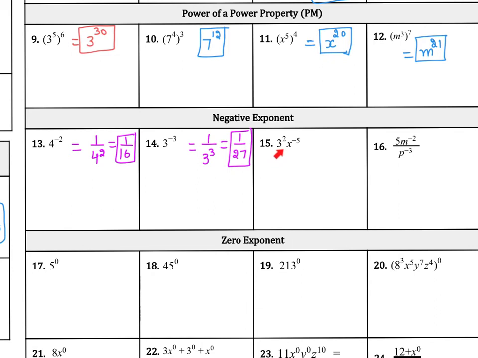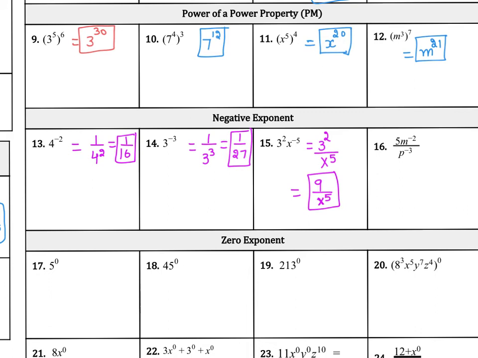So when you have a positive exponent, you don't have to flip that. So the answer for this one is going to be 3 to the power 2 as it is on the top. And you're going to flip the x to the power negative 5 to the bottom to make the 5 positive. So your final answer is 3 to the power 2 divided by x to the power 5, and that is 9 over x to the power 5.